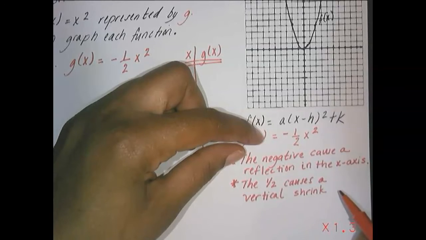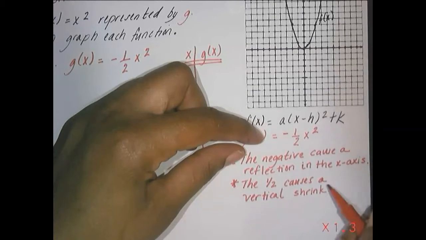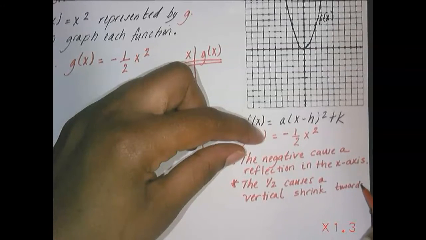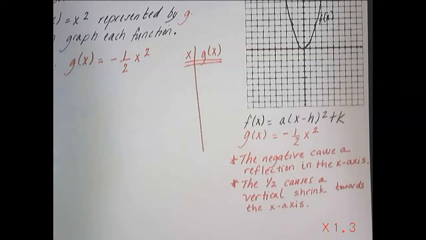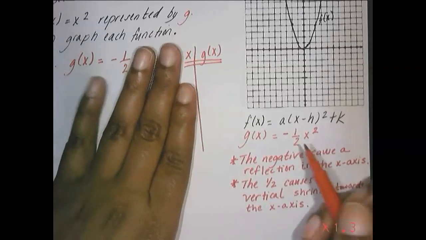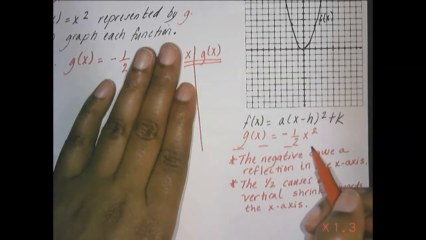Vertical shrink, I'm going to say like it is here towards the x-axis. So I don't know, maybe I'll say that. So our graph is going to move closer towards the x-axis. I'm going to do that because that's how it is in the book. So that's going to be our description of what's happening here, okay?